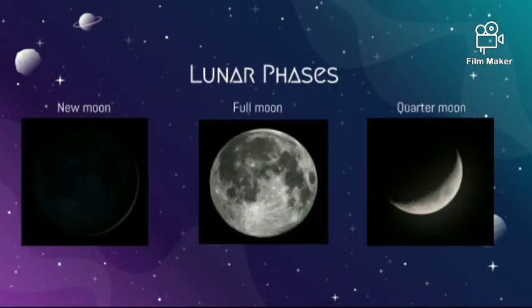The phases of the Moon are due to the change in the position of the Moon with respect to the Sun. The lunar phases are new moon, full moon, and quarter moon.